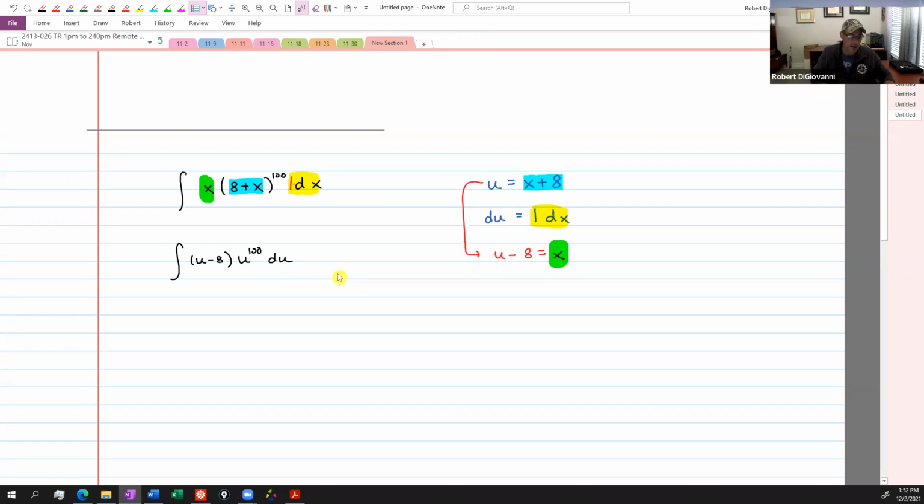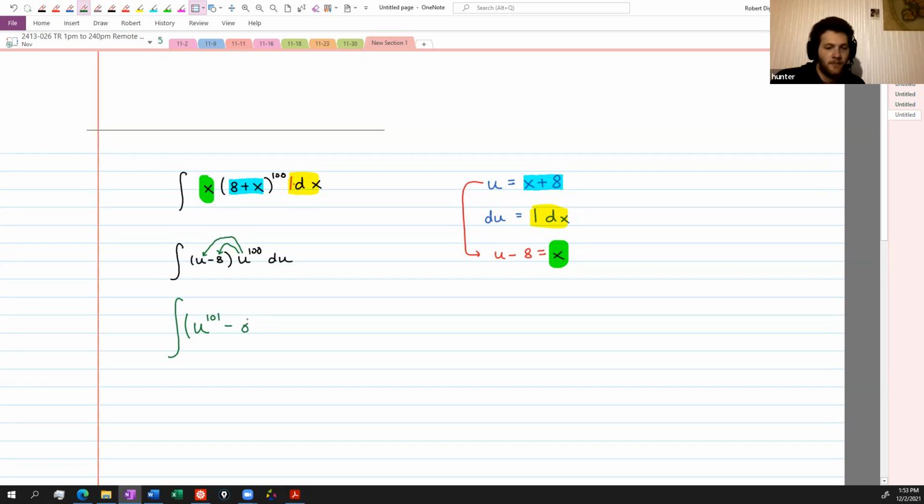And then you look at this and you're like, well, did we gain anything? Did this make life better at all? Yeah, now we could actually distribute that. This can be distributed. Y'all see that? Because the u minus 8 is not raised to anything. So I can distribute that through. Just distribute it through. This becomes u to what power? u times u to the 100th is u to the 101. Minus 8 times u to the 100th power du.